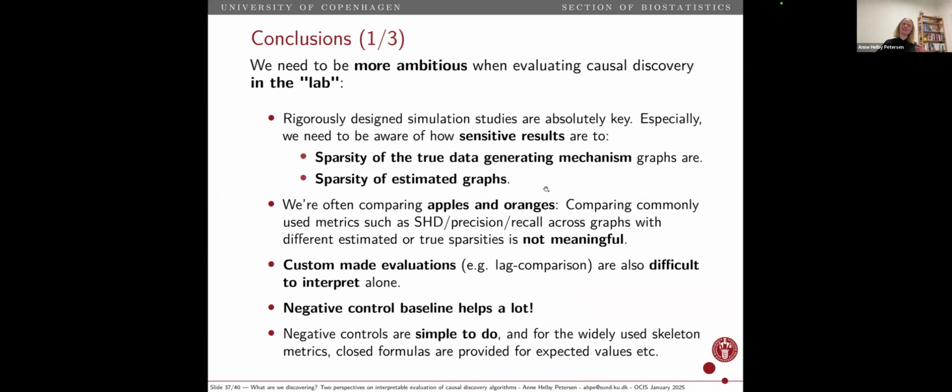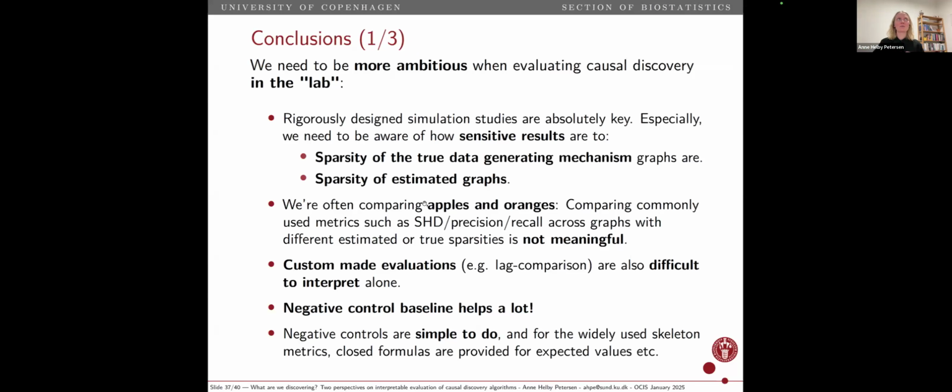We need to think about how we design our simulation studies, because the results are incredibly sensitive to some of the choices we make, especially what I've shown here is how sparse the true data generating mechanism is, so how many edges are in that, and also how sparse the estimated graph is. We can really get any specific number out of a lot of the metrics if we just change those factors. So we need to think about that.